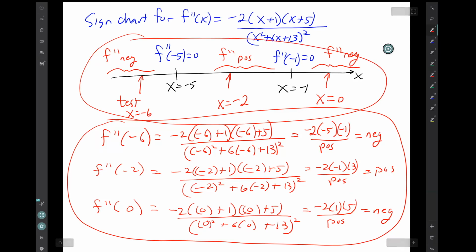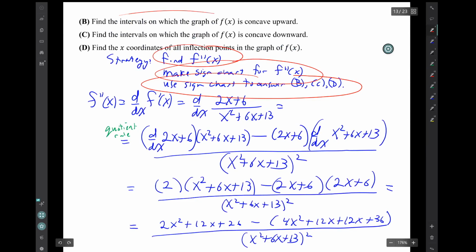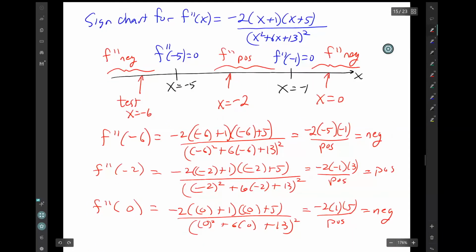Now remember what we're doing here. Our strategy was find f double prime, make a sign chart for f double prime, and then use the sign chart to answer these questions: the intervals on which f is concave up, concave down, and the x-coordinates of inflection points. So there's our sign chart. We'll make our conclusions on the next page.